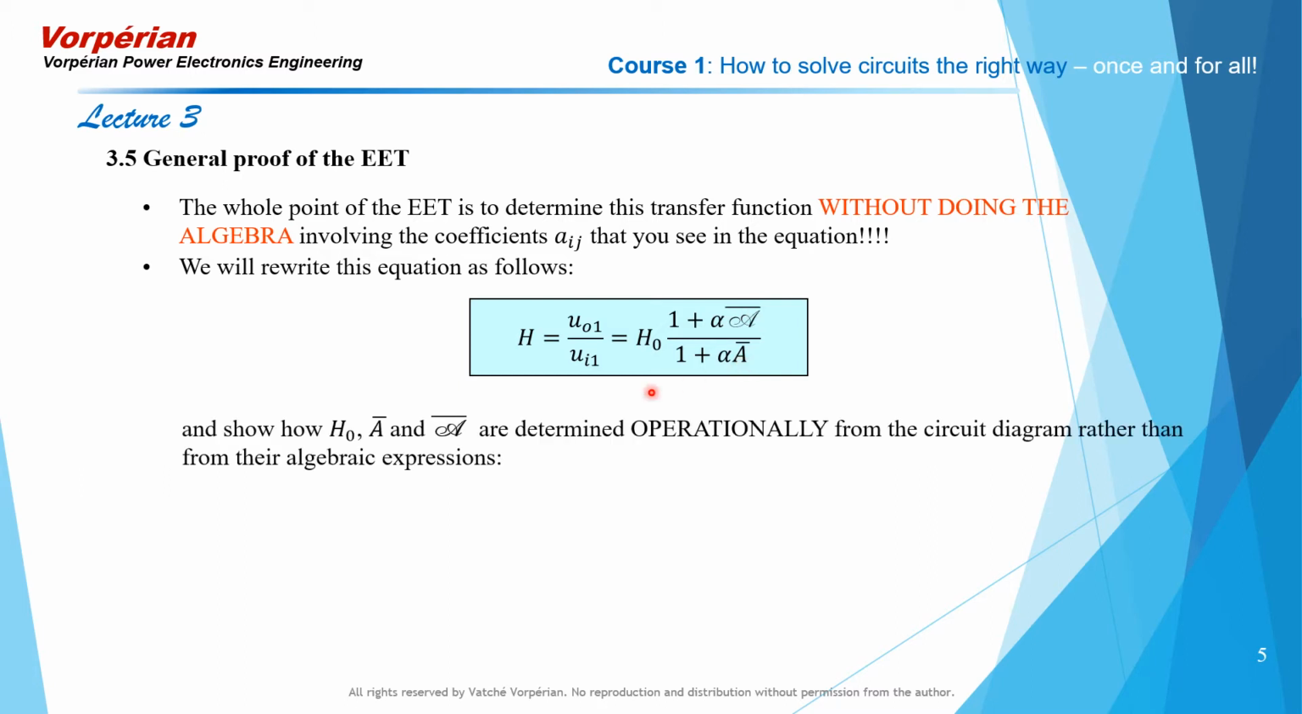I'm going to show you how you determine these h0, a bar, and script a bar operationally from the circuit diagram rather than from their algebraic expressions that you saw in the previous slide. Now I want you to look at these three equations here and draw a line from the middle going through the equal signs. On the right hand side you have your high school algebra dog work. On the left hand side you have the fast analytical techniques that I'm going to teach you. That's it. And that's how we're going to get into the extra element theorem.